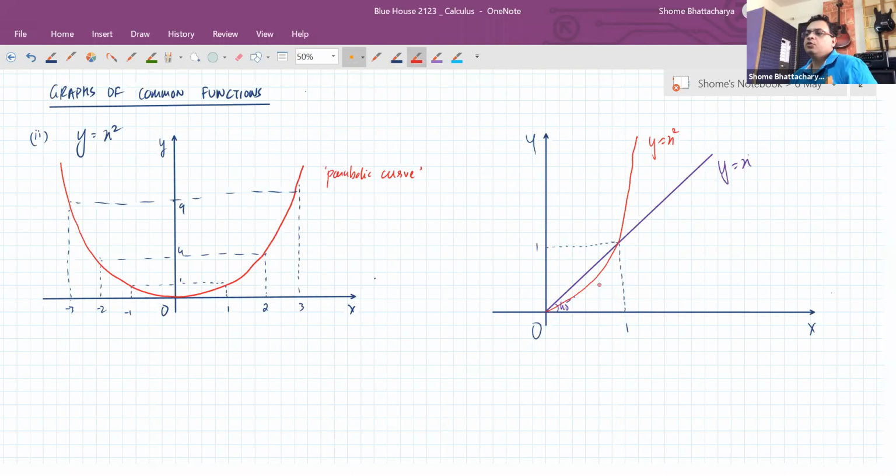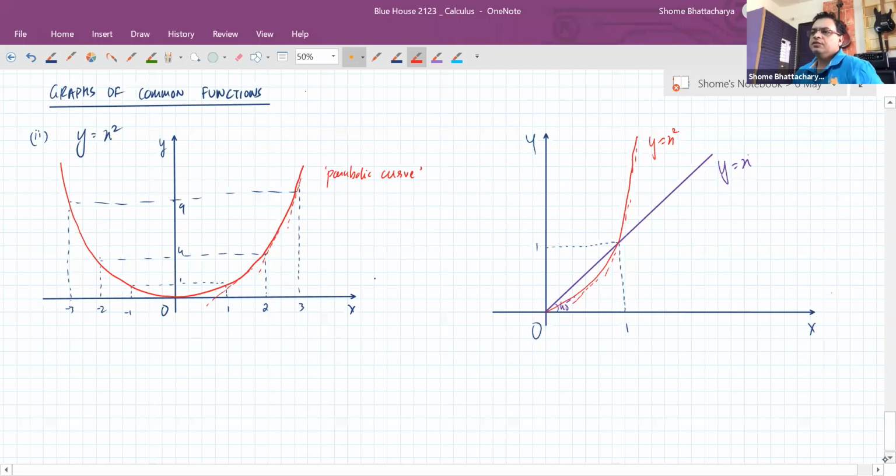Also, if you see, the parabola has what we call an increasing slope. The slope of the parabola is gradually increasing, whereas the line has a uniform slope. So if you draw tangents at different places, we were talking about tangents a little bit last time, you see that at every different point, the tangent has a different slope, whereas the straight line has a uniform slope. So the tangent at any point is nothing but the straight line itself.